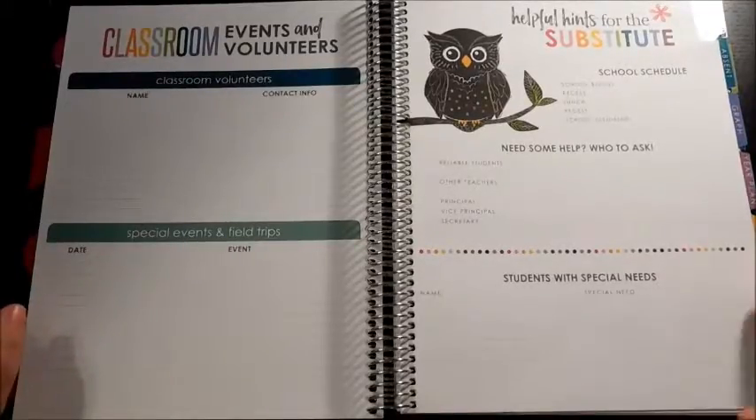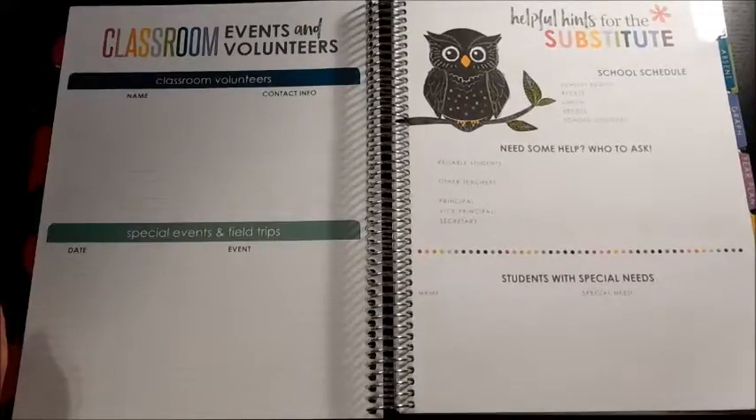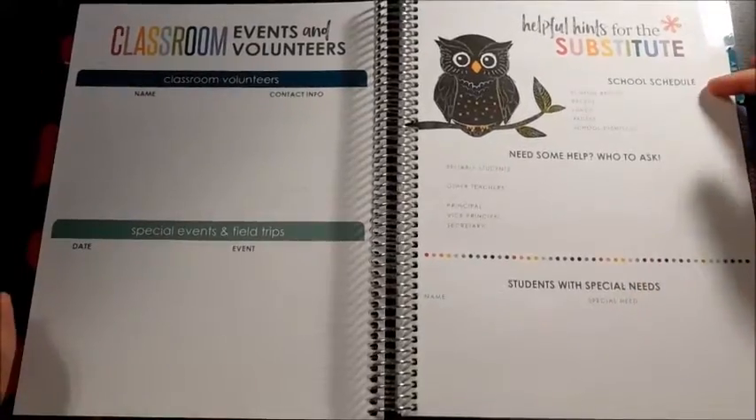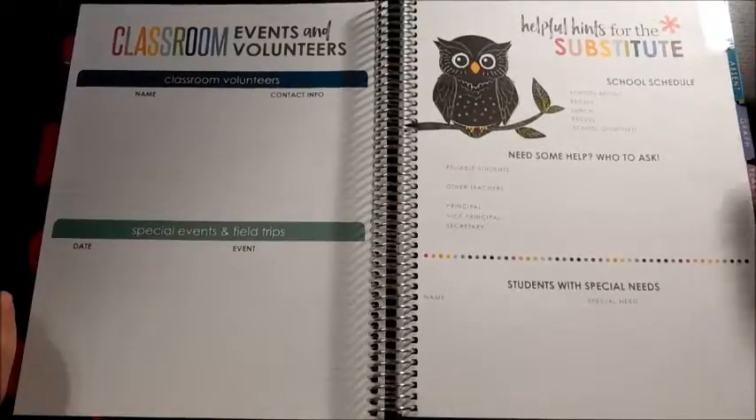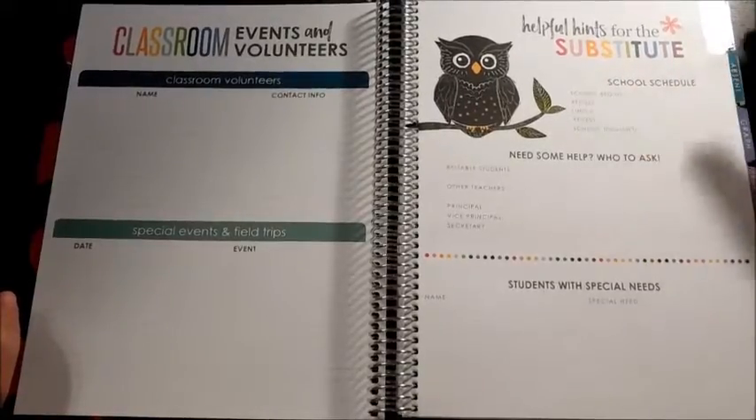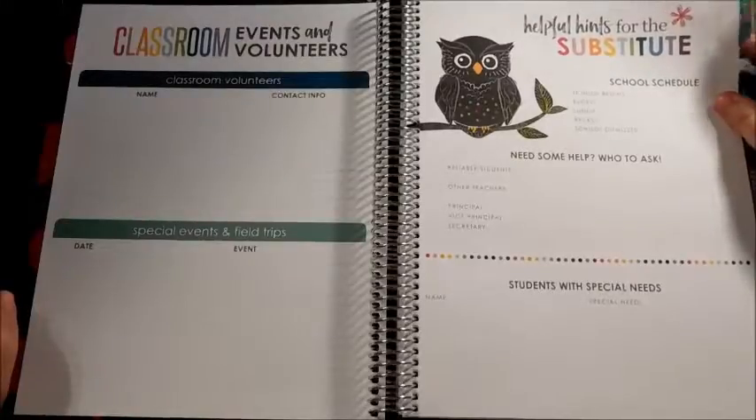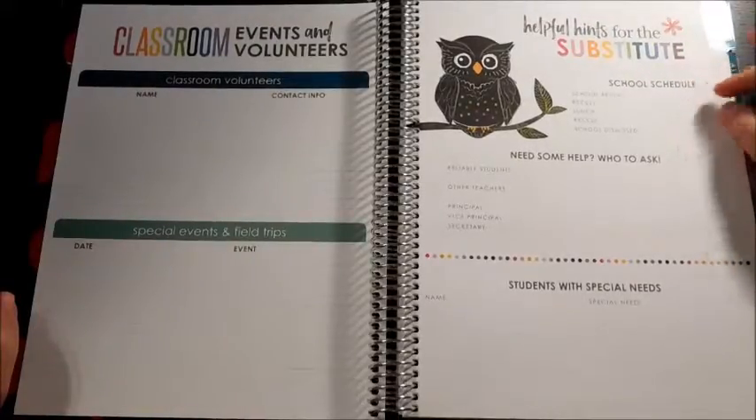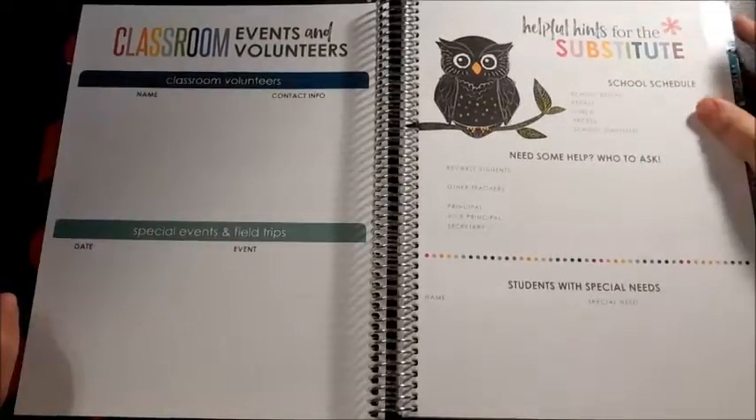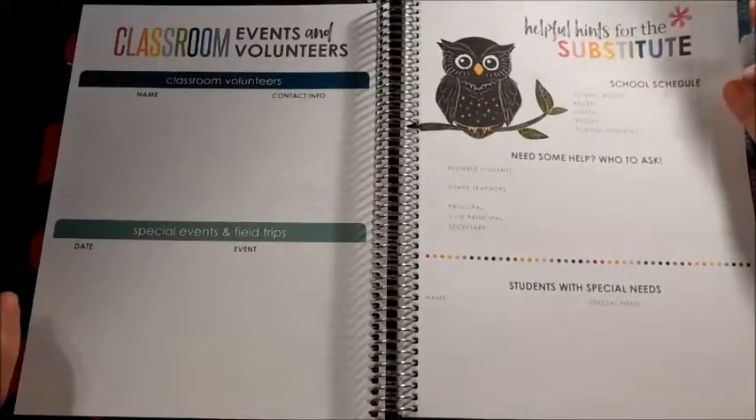Then over here you have a helpful hint for the substitute. I was always told to have a subfolder as opposed to just a sub-page in my planner. So we'll see if I find a happy medium between the two personally. But you have your school schedule up here. School begins, recess, lunch, recess, school dismissed, which obviously is more of an elementary type thing. I'm probably going to make a sticker here for class periods to kind of cover that up.